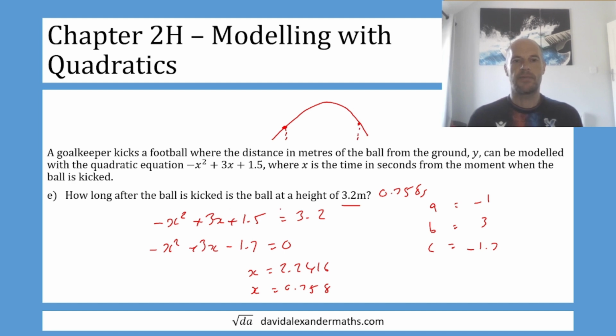I would imagine that for this to be a slightly better question, we should probably put in the word first, or they could be asking how many seconds the ball spends in the air at a height that is greater than 3.2 metres. That would be the difference between these two values. But let's assume that for this question it's when is it first at that height of 3.2 metres, so that is at 0.758 seconds. But then again, on the way back down it does reach 3.2 metres after 2.2416 seconds.